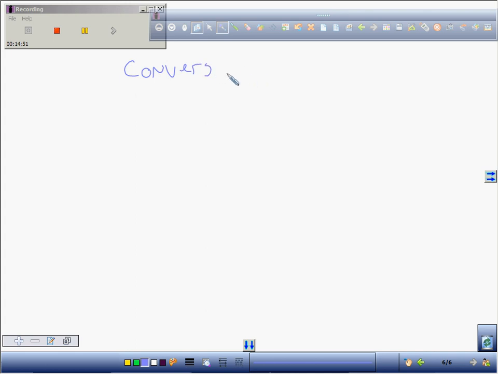Converse of Pythagorean theorem, which is on your conjecture sheet, which is, remember from early in the semester, does anyone remember what a converse is? The opposite? What you get when you switch the hypothesis with the conclusion.